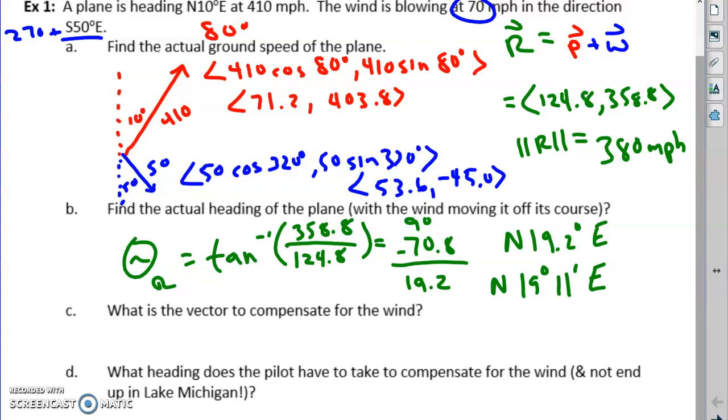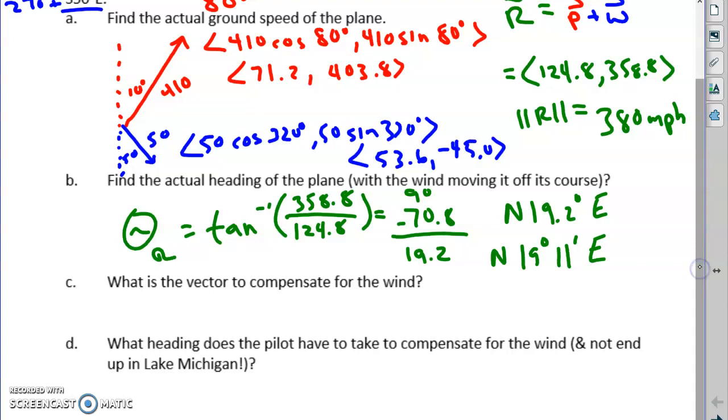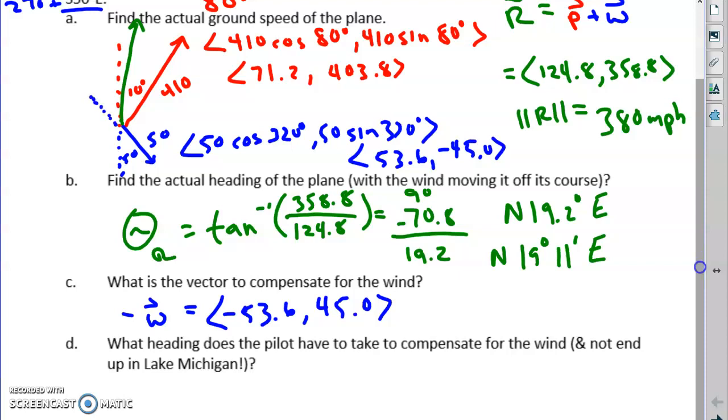Really great orienteering question. If we want to actually compensate for that vector, which visually means we're really going to aim more to the north to offset the wind, maybe up here somewhere. But how much? Well, the answer is we're going to take that wind vector, which we had to be blue, and just negate it. So now blue compensated is negative 53.6, comma, positive 45.0. And we're just going to simply add that to the initial vector red to get that green vector.